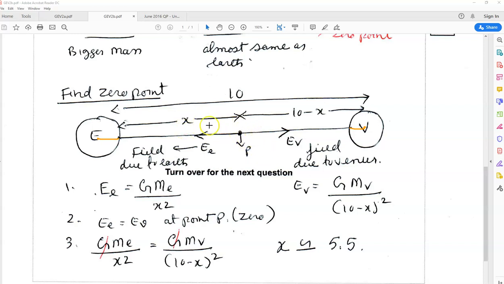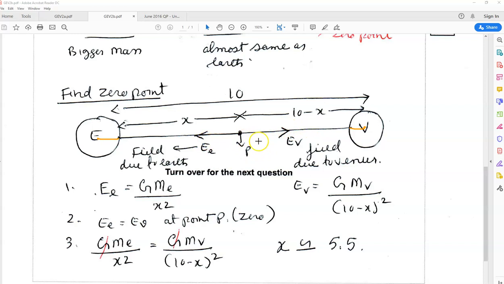Now I would like to cover a bit of a concept about this in my next video, because all this time I never mentioned that gravitational field is a vector quantity. So gravitational field is a vector quantity. That's the concept I'm going to talk about in the next video.